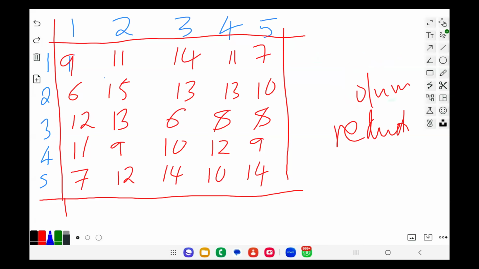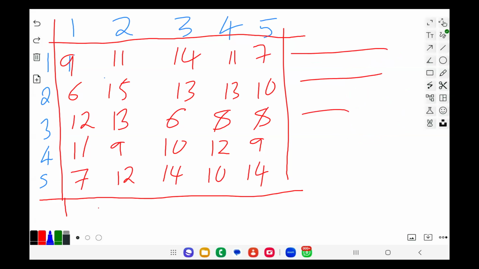Let's do that. We want to do row and column reduction using the Hungarian method. What's the minimum value in the first row, row number one? The rows are these numbers. The smallest value, the minimum one, is what? 9? You haven't looked at it completely. 6? The rows are these that move like this, straight.